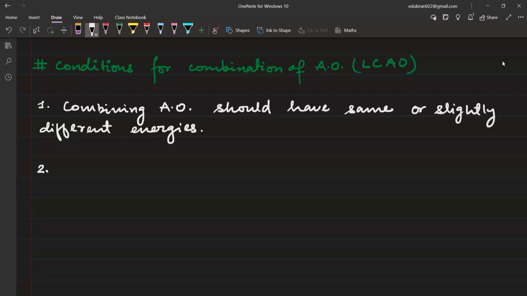Okay, next one is combining atomic orbitals should have same symmetry.